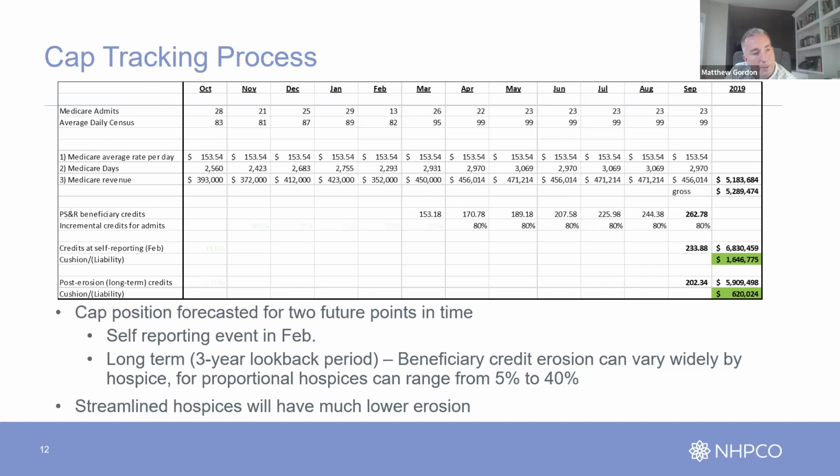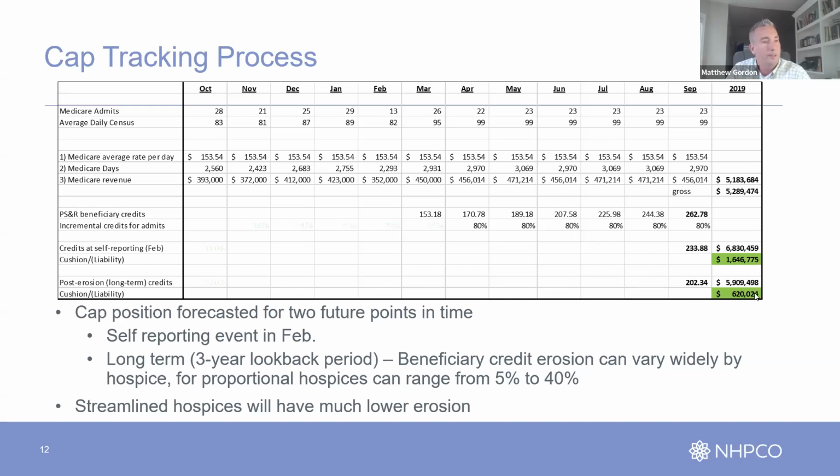And then that lower number, so you can get a sense of this, is what I call the long-term erosion. So over that 3-year look-back period, you had 233 at the self-reporting, but over 3 years, that 233 is going to turn into 202. For the reasons I stated before, those long-lived patients that cross over multiple years drain your initial year credits over time. So while you had a $1.6 million cushion at the self-reporting, that cushion is only $600,000 after 3 years.